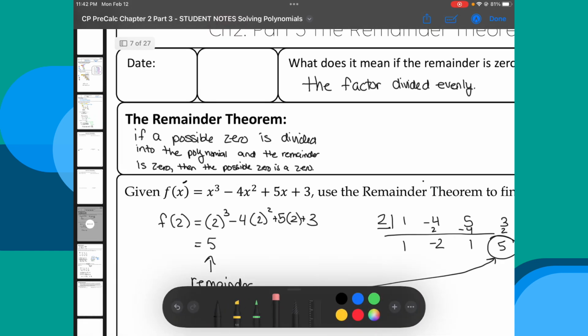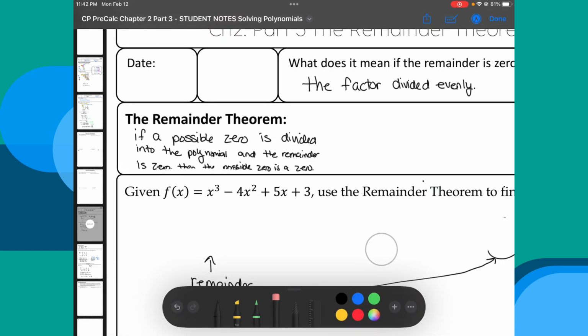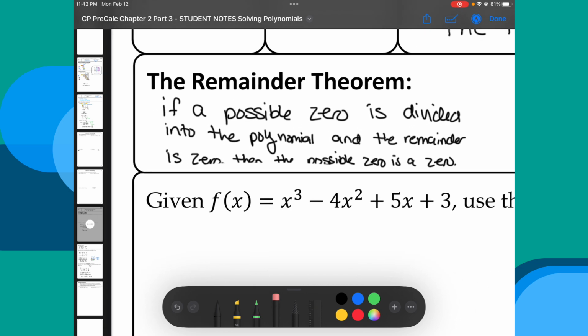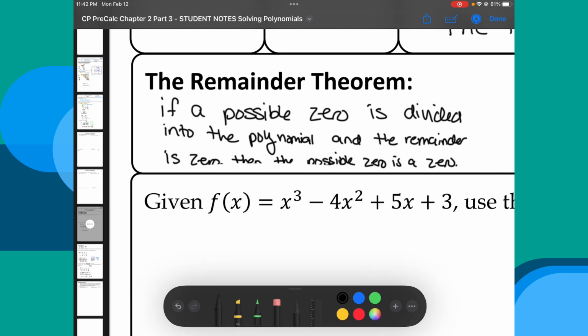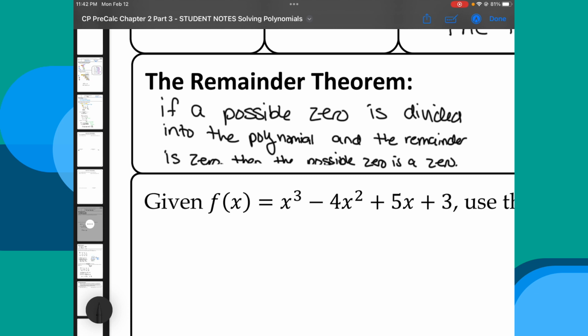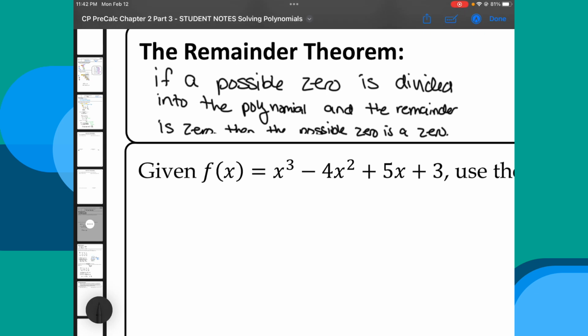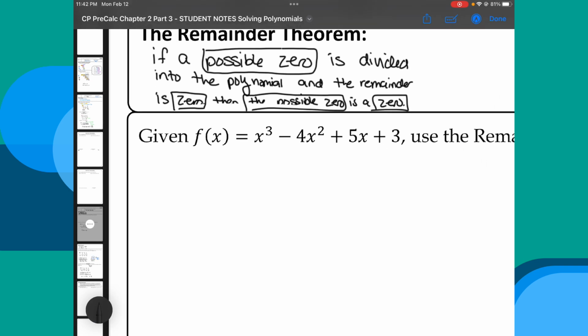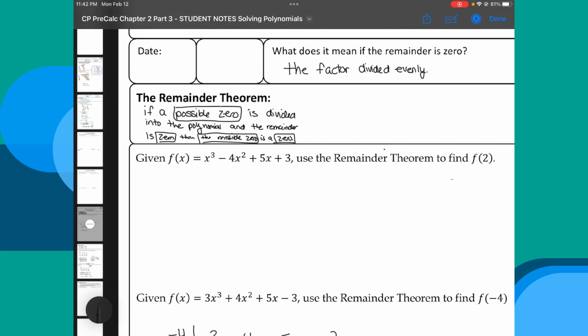So the real lesson today, well, the second part of the lesson, is on the remainder theorem. The remainder theorem says if a possible 0 is divided into the polynomial and the remainder is 0, then the possible 0 is a 0. So this means if a possible solution is divided into the polynomial and the remainder is the number 0, then that solution is an actual solution. Okay, so let me show what that looks like.